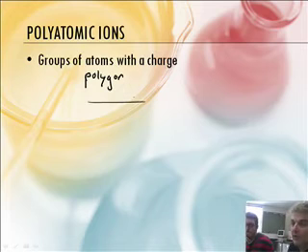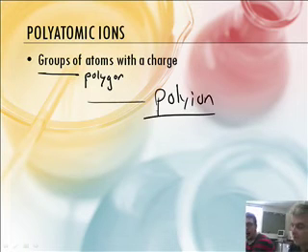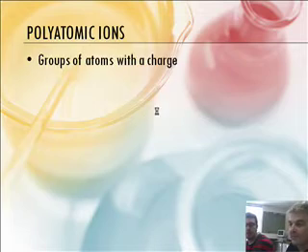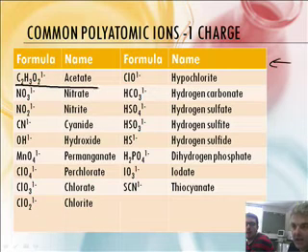So a group of atoms with a charge is a polyatomic ion. Sometimes we just call them a polyion. And here is a list of polyions. It's a long list. This is actually the list of ones that have a 1 negative charge. We want you to know some of these. So the ones we want you to know are acetate for sure.